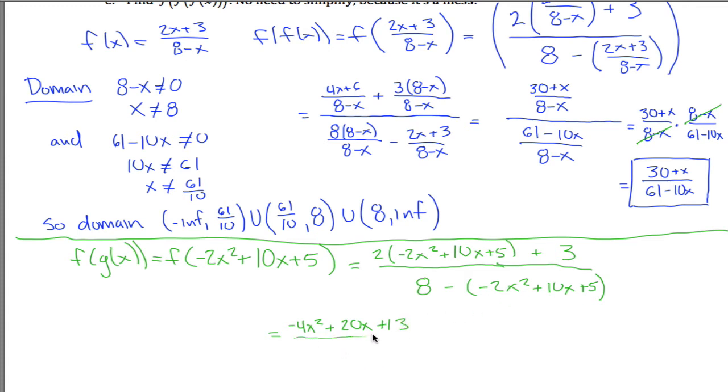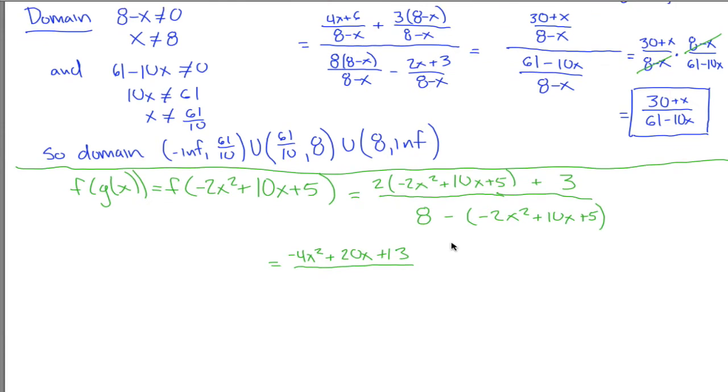I thought about doing that in 2 steps, but decided against it. And here I have 8 minus this thing. So this minus changes the sign of all these. Minus negative 2x squared is 2x squared minus 10x. And I got minus 5, but also have this plus 8. So what that nets out to is plus 3. So f of g of x, I'll say it is this right here.